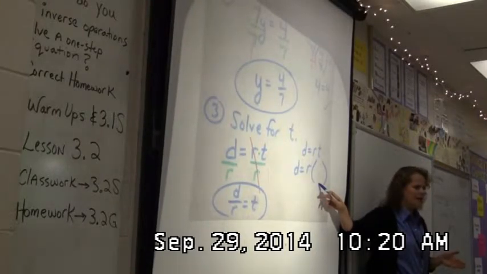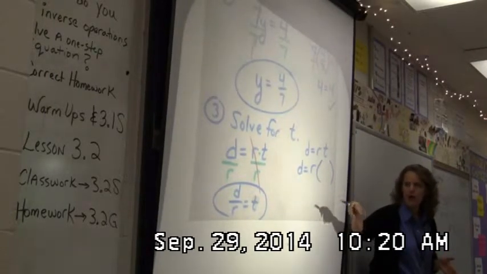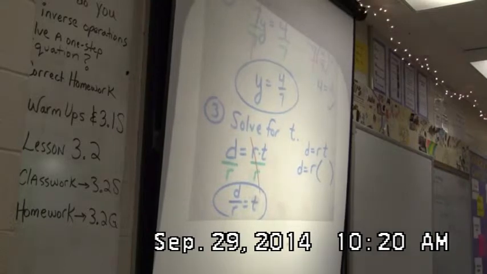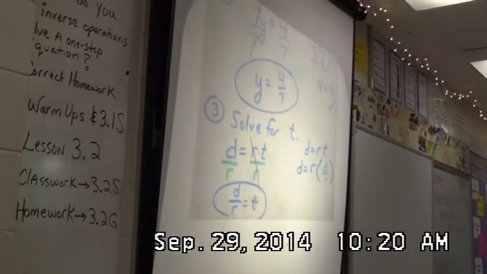What was our answer? Riley? D over R. T is equal to D over R. So we're going to put a D over R in here for T. And now, oh, Claire, what are you thinking?